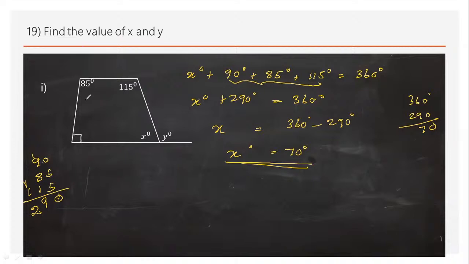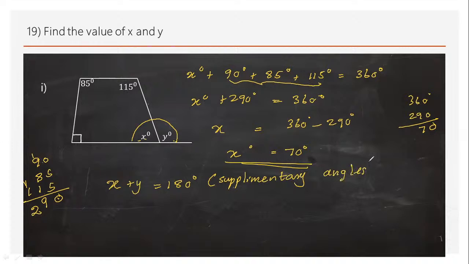Right, next question. Then we want to find y. x plus y equals 180. Reason is supplementary. Supplementary angles add up to 180. x is 70, plus y equals 180. y equals 180 minus 70. y equals 110.